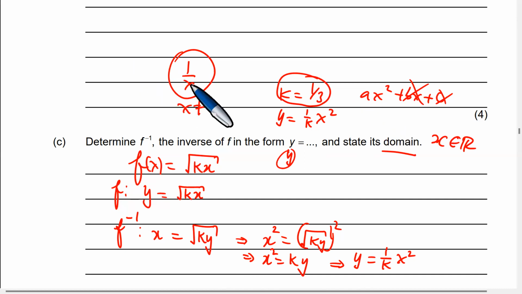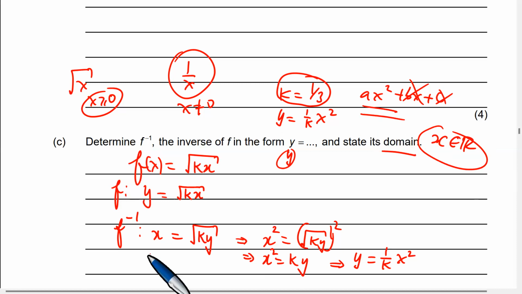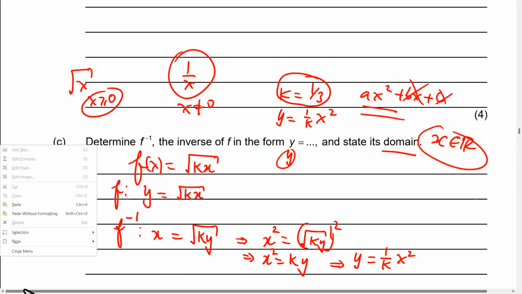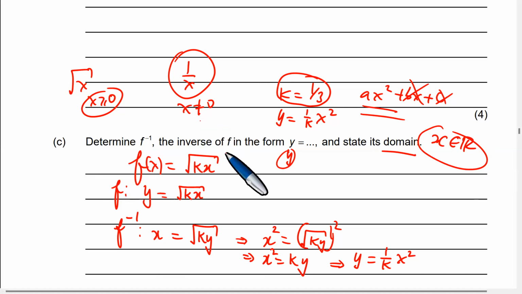Undefined functions are 1 over x functions or the square root functions. The square root function has a restriction: it is only defined when x is greater than or equal to 0. This one is only defined when x is not 0. But this one is defined for everything, x element of R. Make sure you understand.